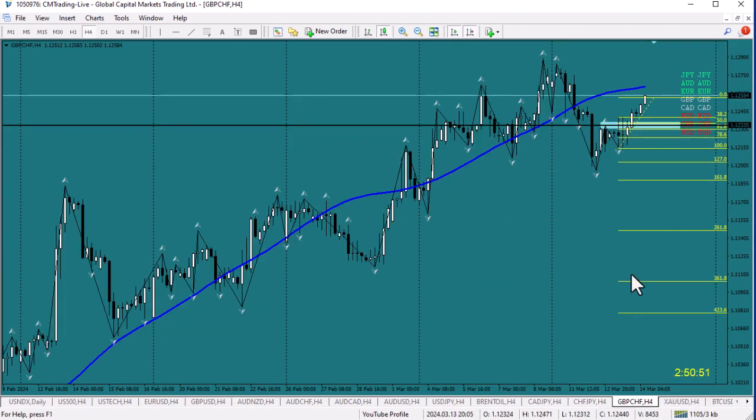Then the pound Swiss starting to look very nicely. We got a little double bottom in here. You can see it there. Let's call it an ABC. That's your ABC. So it looks like a little double bottom reversal right at these market structures here, there, and there.